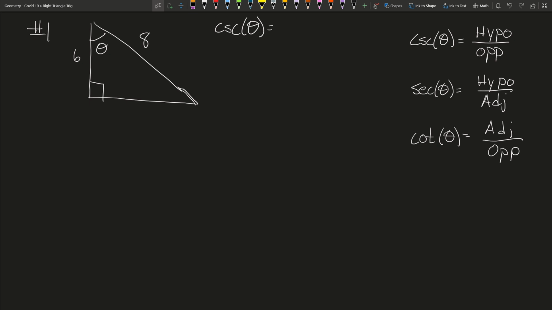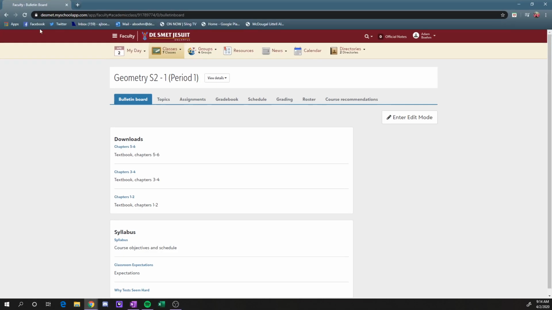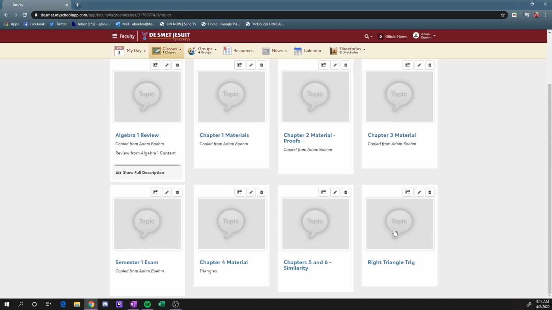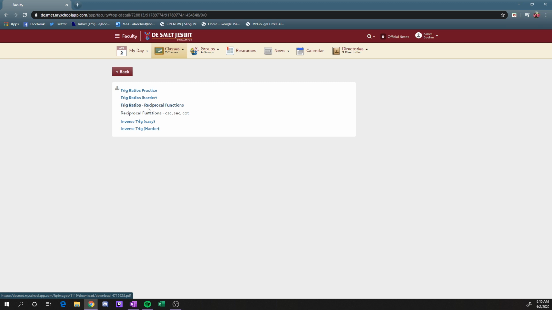There's also another worksheet that I put up into our topic section of right triangle trig that has a bunch of examples of this stuff. All right. So if you go to topics, go to our class, go to topics, go to right triangle trig. We're on this trig ratios reciprocal functions. Okay. We're going to get to inverse trig, probably next class, but right now we're working with trig ratios, reciprocal functions. And if you click that, there's a worksheet with a whole bunch of examples that you can at least verify your knowledge on.